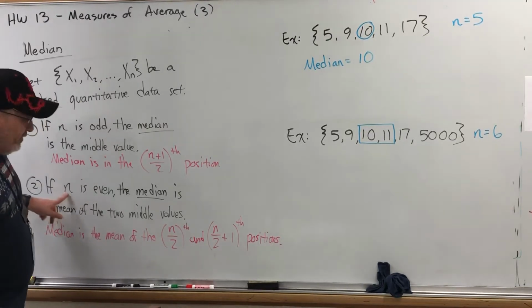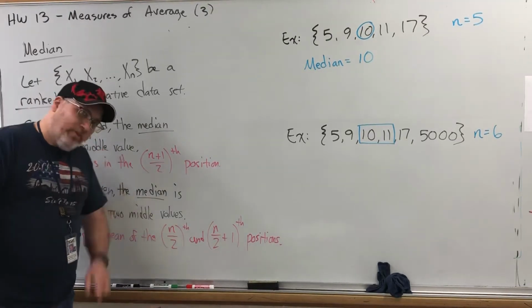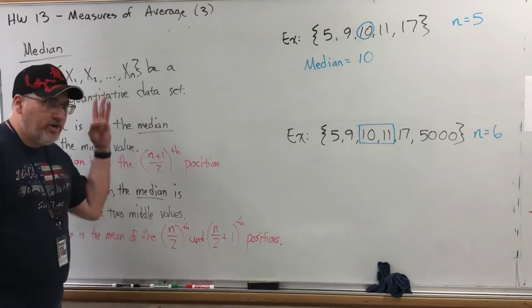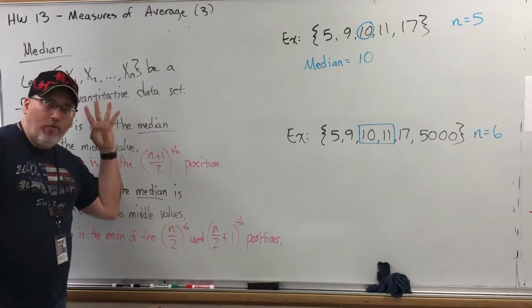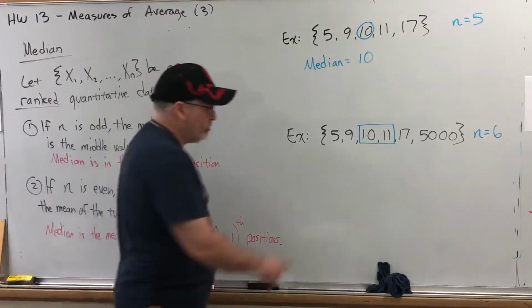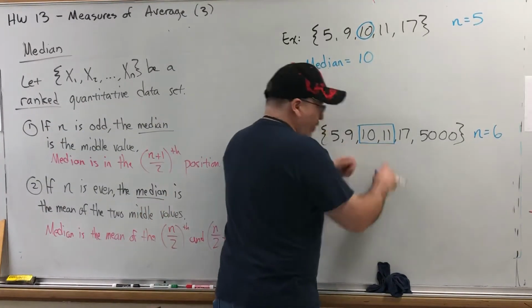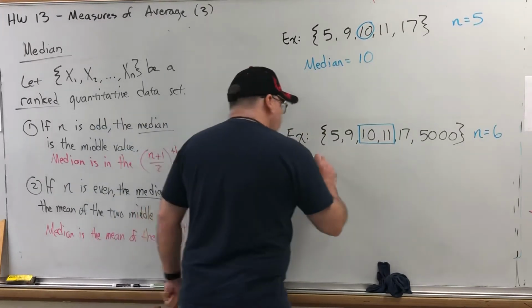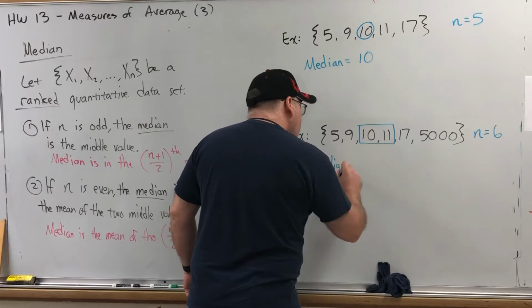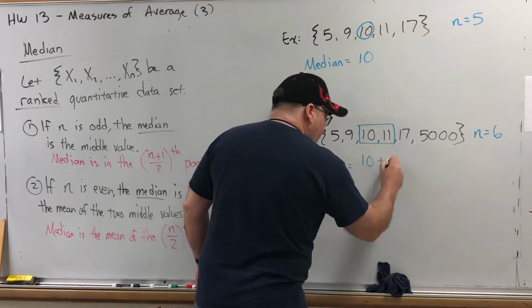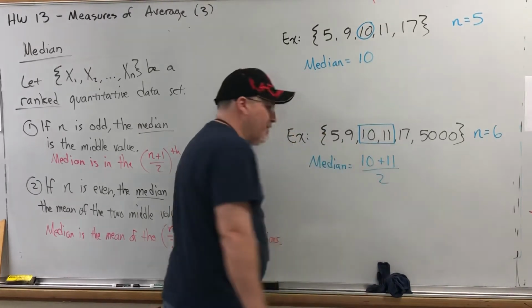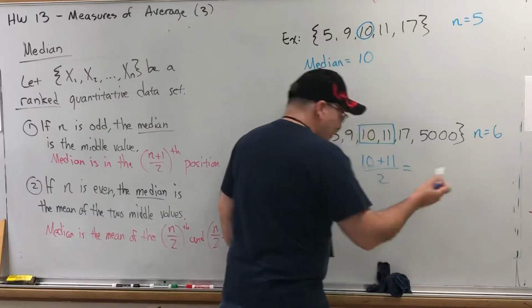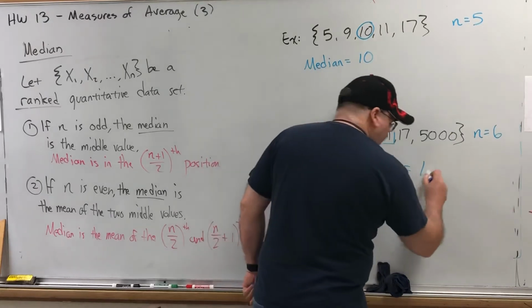If your number is even, to find the two middle numbers, cut that number in half. Half of 6 is 3, and then add 1 to that to get 4. Go to the third and fourth positions. 1, 2, 3, and 4. But we're not done yet, because when there are two numbers in the middle, the median is the mean of those two numbers. And the way you find the mean of two numbers is you add them and divide by 2. 10 plus 11 is 21. 21 divided by 2 is 10.5.